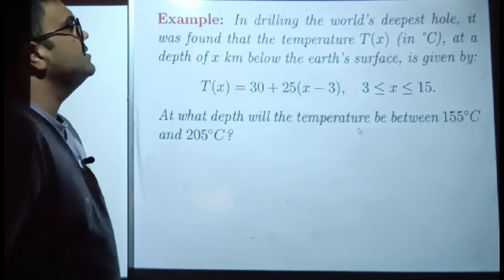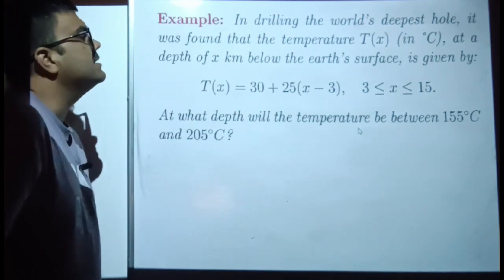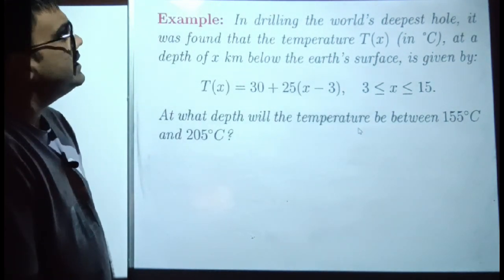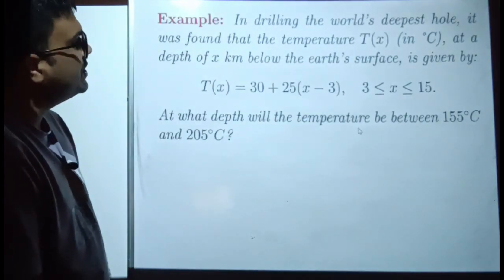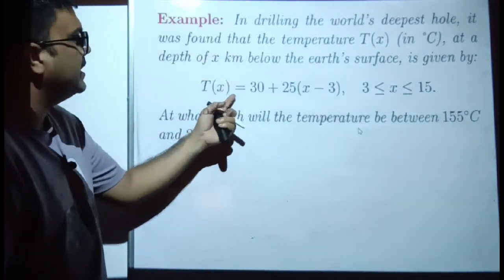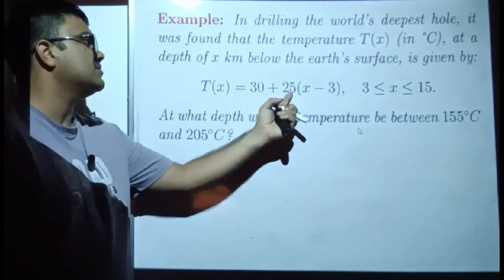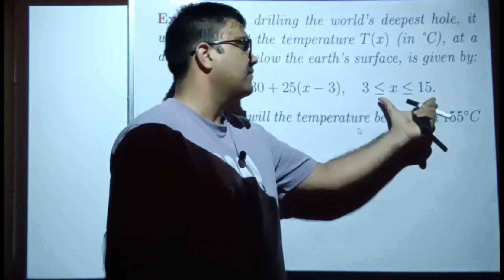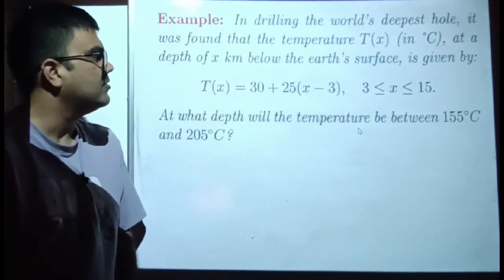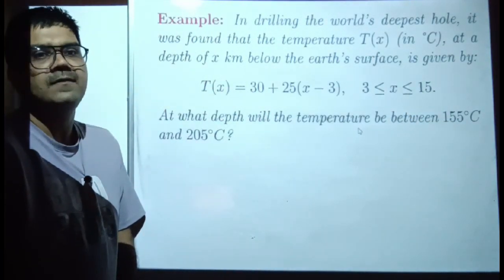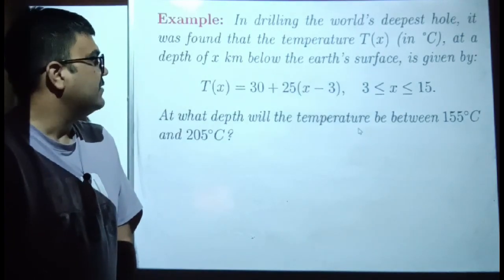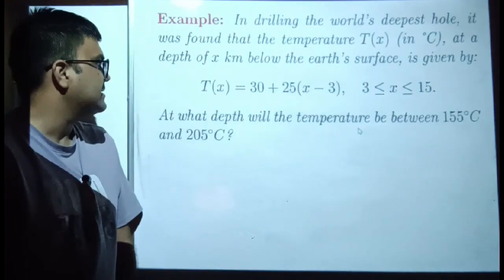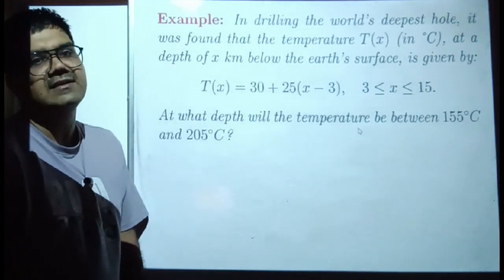In drilling the world's deepest hole, it was found that the temperature T(x), in degrees Celsius, at a depth of x kilometers below the earth's surface is given by T(x) = 30 + 25(x - 3), where 3 ≤ x ≤ 15. At what depth will the temperature be between 155 degrees Celsius and 205 degrees Celsius?